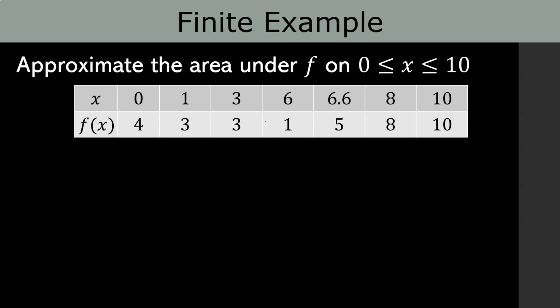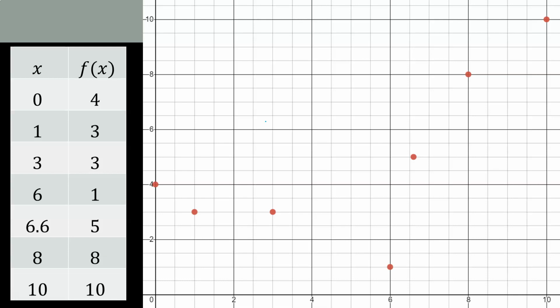So we're going to approximate the area under f on 0 to 10, and we have no idea what f looks like. We just have a bunch of ordered pairs. What does f look like? Maybe f looks like this, but no guarantee. Maybe f looks like this. We have no idea, and so no matter what, you're going to have to use finite approximation.